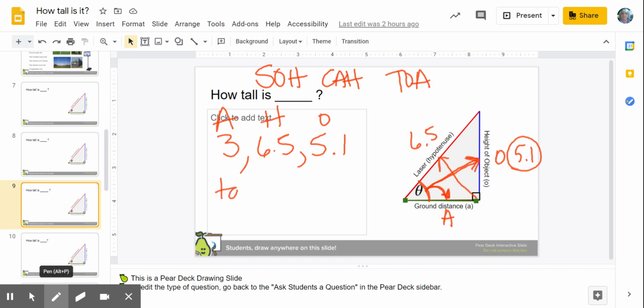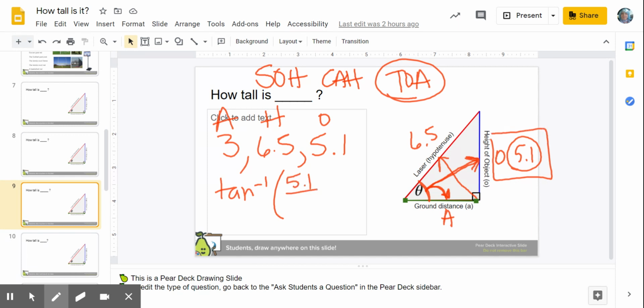Okay, so we're going to do tangent. And what do I need for tangent? Opposite and adjacent. So we need the O, the 5.1. And we need the A, which is 3. So in your calculator, my calculator keeps turning off. I feel like it needs to be charged. 5.1 divided by 3. And what do we get?